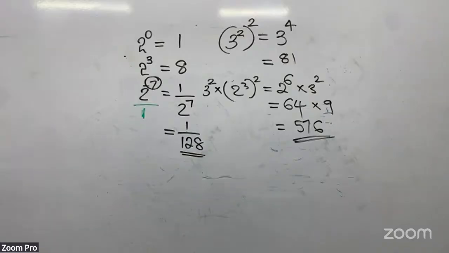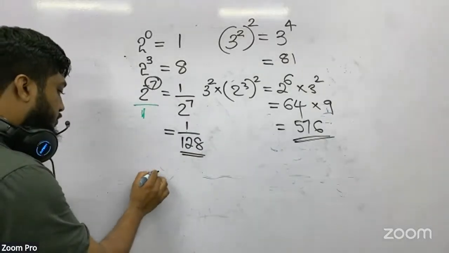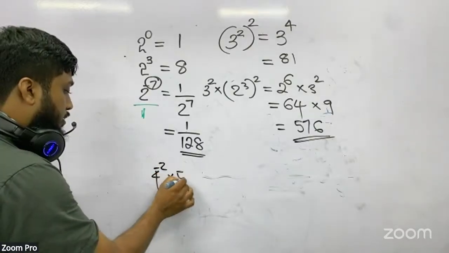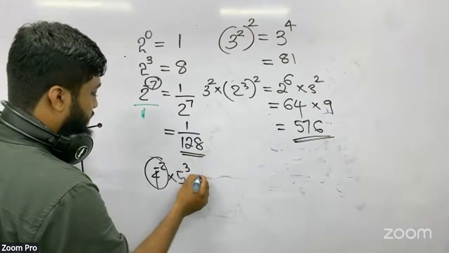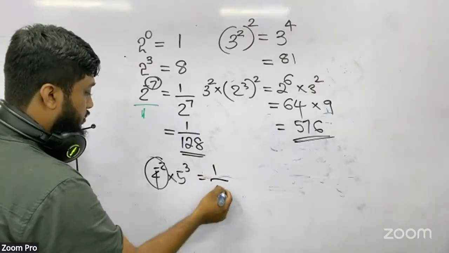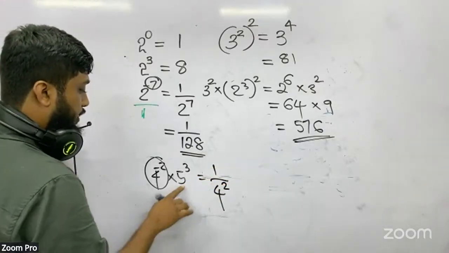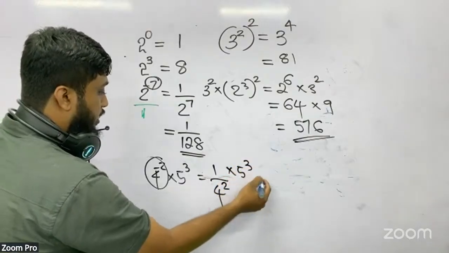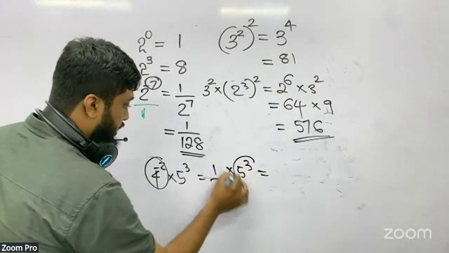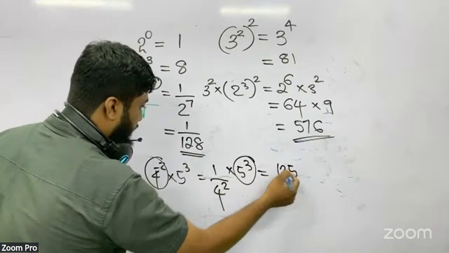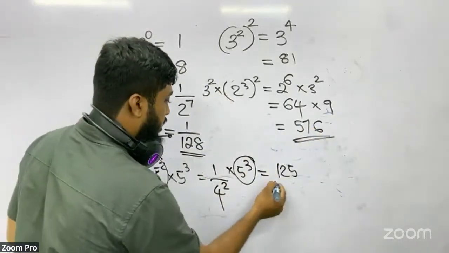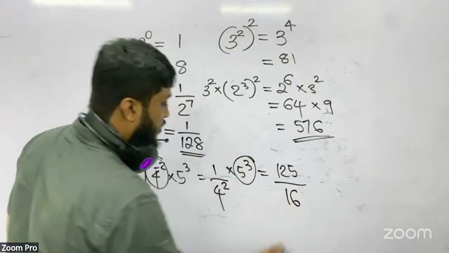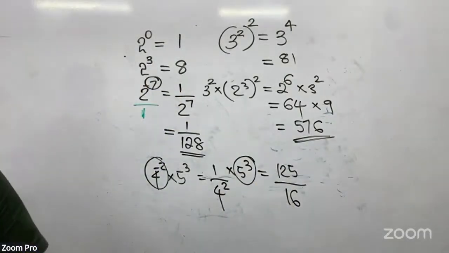4 to the power minus 2 into 5 to the power 3. So what does 4 to the power minus 2 mean? I can write it as 1 over 4 to the power 2. 5 to the power 3 I can write as it is. 5 to the power 3 has a value 125. You can see that, 5 into 5, 25. 25 into 5 is 125. 125 over 4 to the power 2, which is 16. That is the answer.